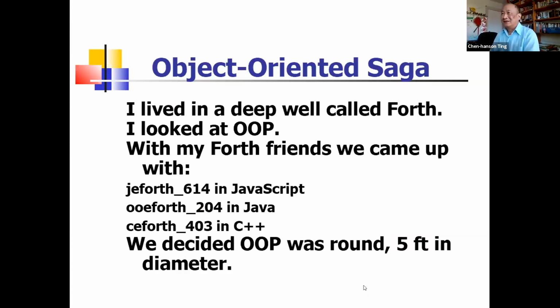Okay, so I live in a deep well called Forth, and I look at OOP, object-oriented programming. With my Forth friends, we came up with jeforth 614 in JavaScript, ooeforth 204 in Java, and ceforth 403 in C++. We decided OOP was round and 5 feet in diameter.